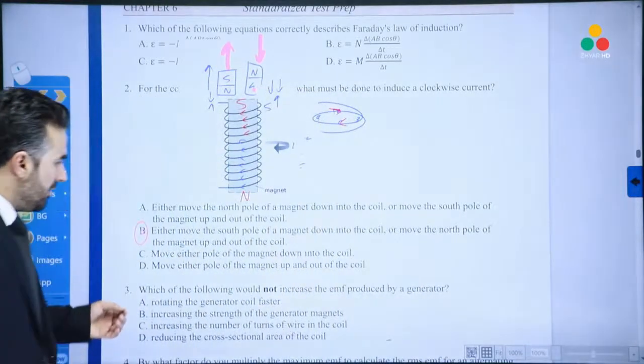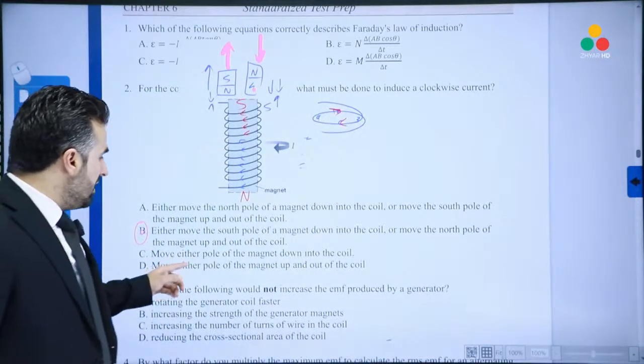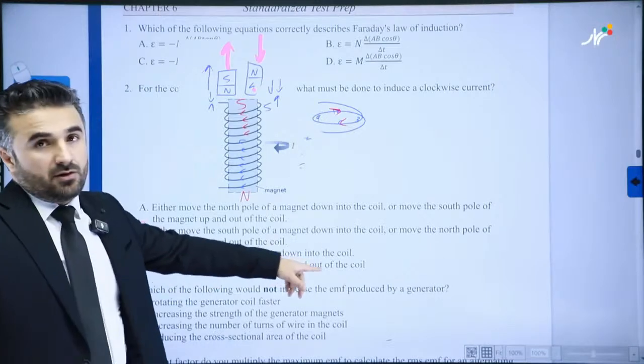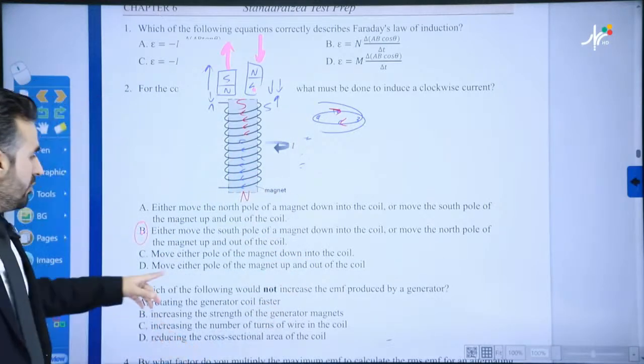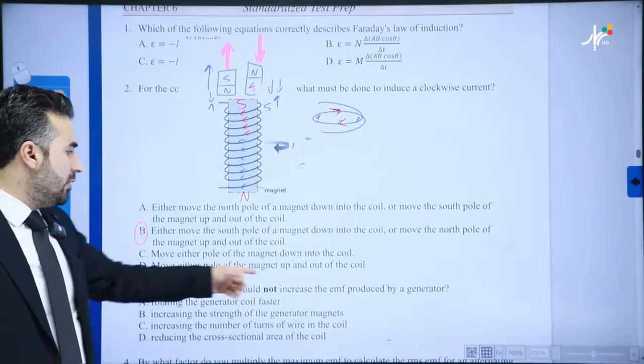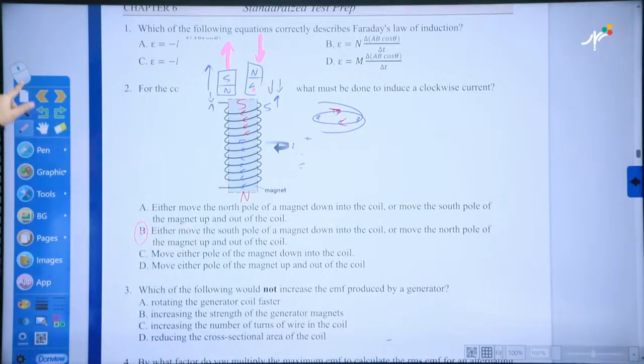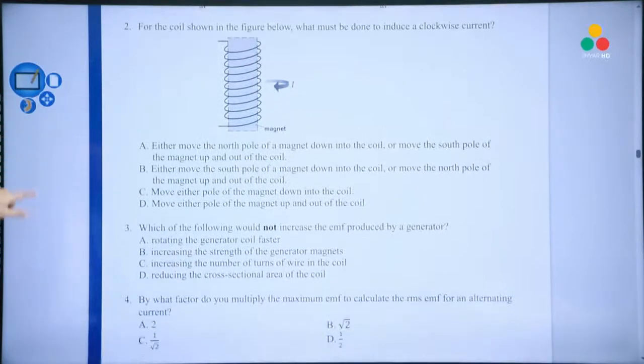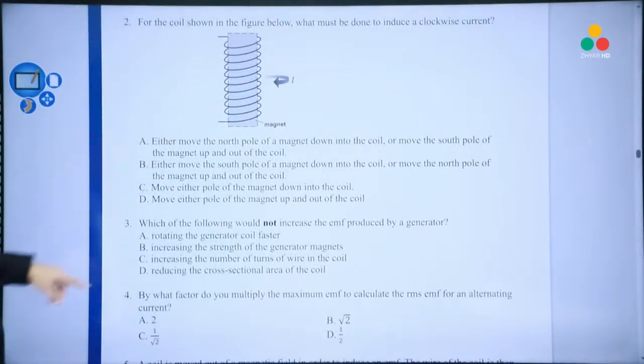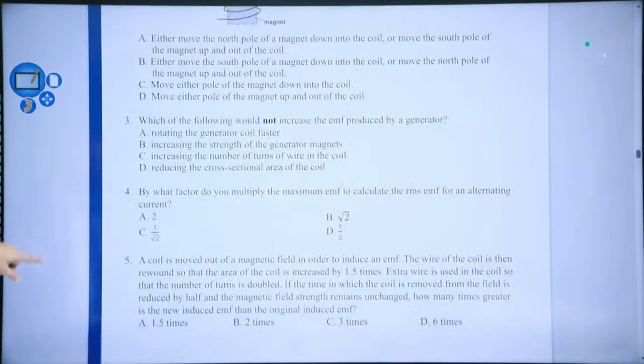But let's take a look at the other options as well. It says move either pole of the magnet down into the coil. That would be incorrect. And move either pole of the magnet up and out of the coil. That is also incorrect. So the correct option will be option B here. And of course, you can see the direction of the current as well. I forgot to mention that.